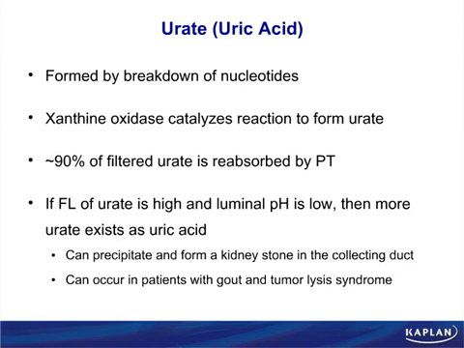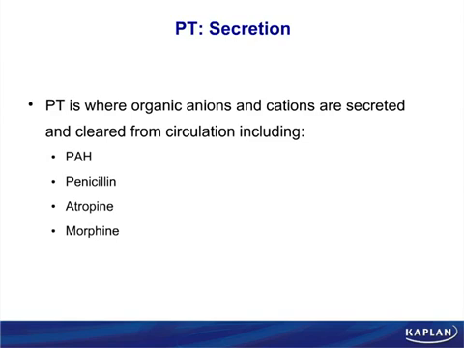because the collecting duct is where you acidify the ultrafiltrate. The collecting duct is where your luminal pH is the lowest, and low pH is where uric acid forms, and low pH is where you will form uric acid stones. So kidney stones would form in the collecting duct in these patients. This can occur in patients with gout. This can occur in patients with tumor lysis syndrome. This is why when patients have malignancies and we're giving chemotherapy, we give allopurinol to prevent formation of uric acid stones.